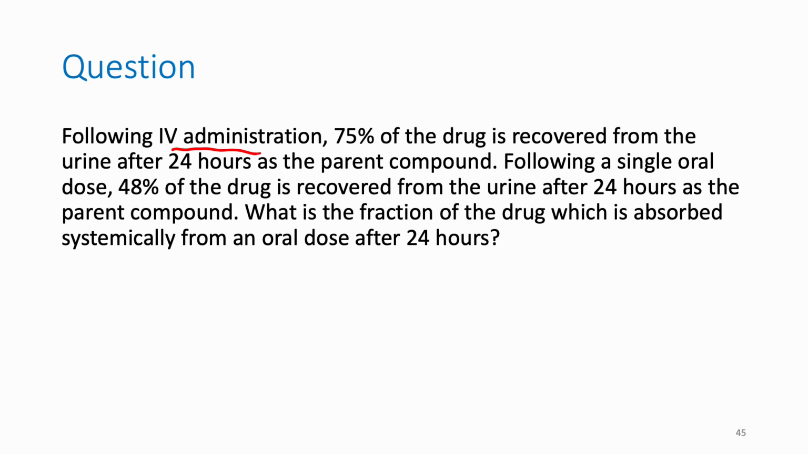Here, IV administration. Following IV administration, 75% of the drug is recovered from the urine. Remember, then you think about cumulative urinary excretion of drug. 75% of drug is recovered as a parent compound. So okay, I can make a summary here. IV 75% urine recovery. That means 75% of the parent drug is excreted in the urine. You can see it from the urine.